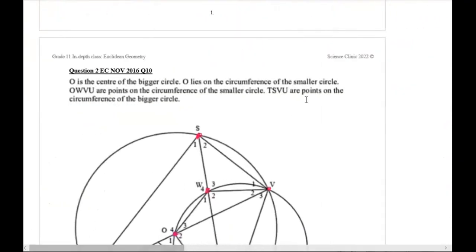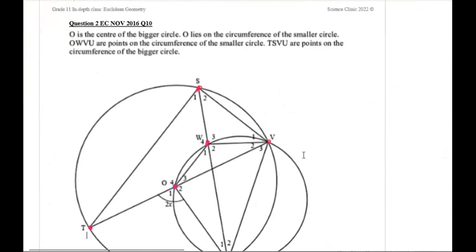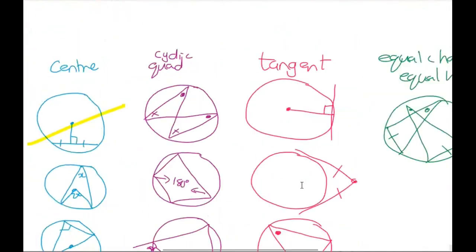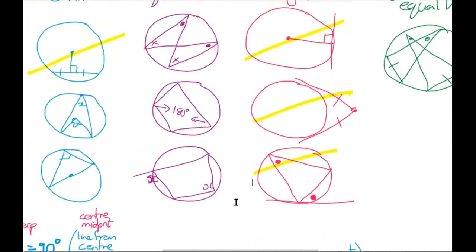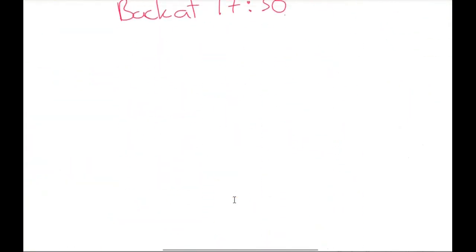Okay, TSVU are points on the circumference of the bigger circle. We already spotted that. And they haven't mentioned any tangents. I don't have any tangents anywhere. So straight away, we can cross out all of our tangent theorems. So we don't have to worry about those. Okay, so again, we are going to be dealing with 5 instead of all 9. Okay, so that's again what you do when you're trying to brainstorm.